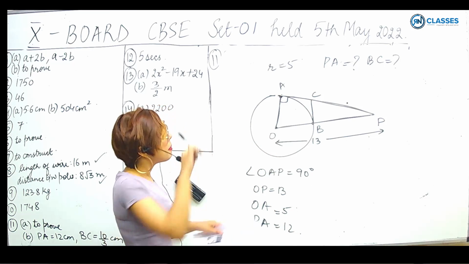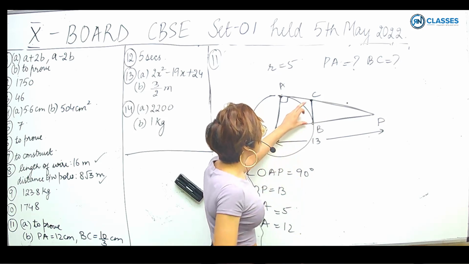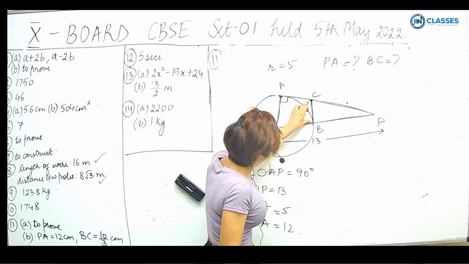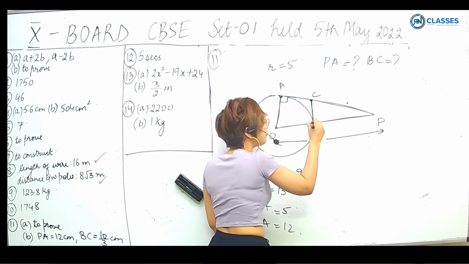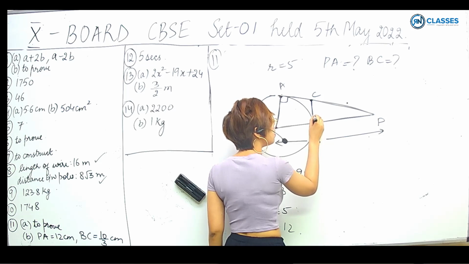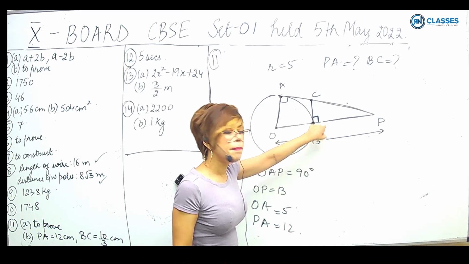Done? Okay. Now, I want BC as well. Now, mind it, this is also the tangent. And this is the radius. Angle between the tangent and the radius at the point of contact is 90 degrees. So that means this angle is 90, or I can say this angle is also 90. I'm interested in BC.